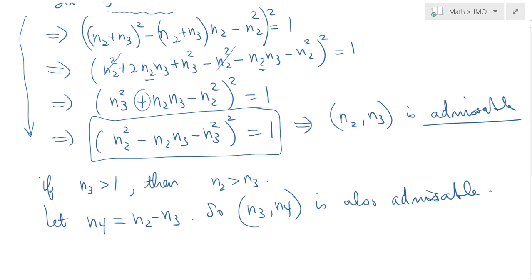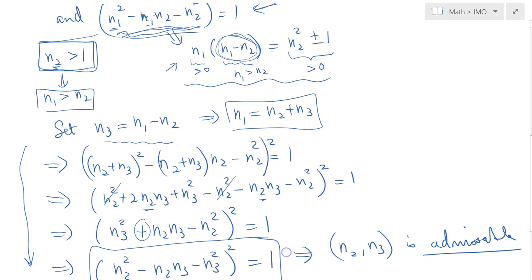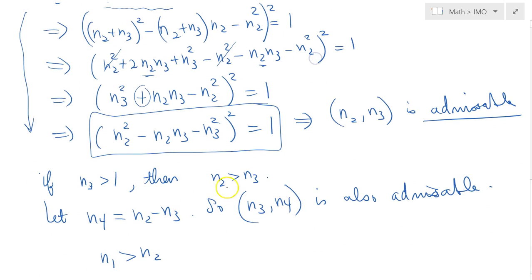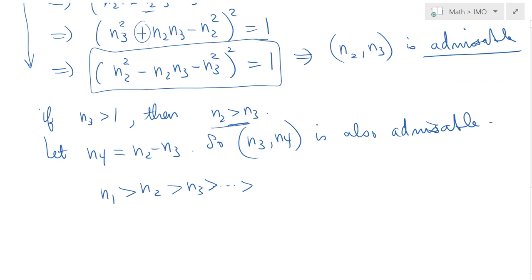And we will keep continuing doing this until, so we have a chain of numbers. Basically n1 is strictly greater than n2, remember here, and then n2 is strictly greater than n3, and so on. So this is strictly greater than. That chain will eventually stop. But when? Well, that chain will eventually stop when the difference between the two consecutive terms reduces to 1. So let's write that down.